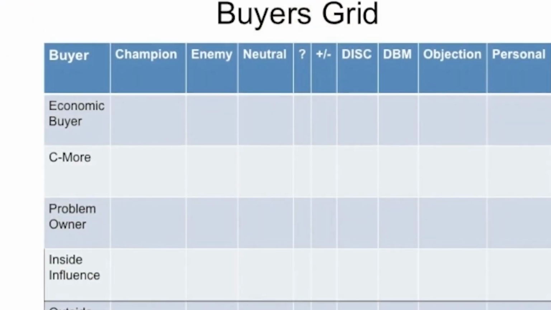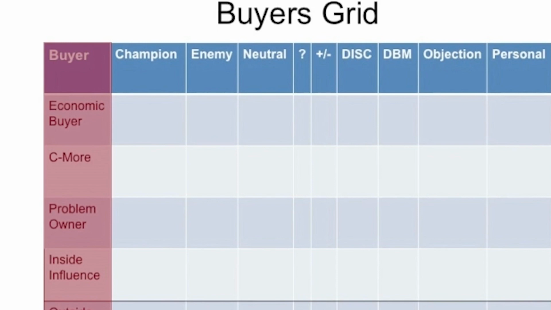You have it in your handout across the top. The players: the economic buyer, the process owner, generally purchasing, the problem owner, the person that has to live with the decision, inside influence and outside influence.